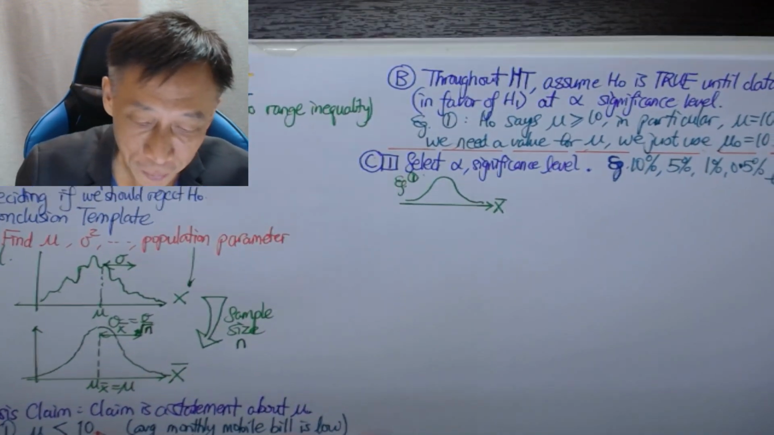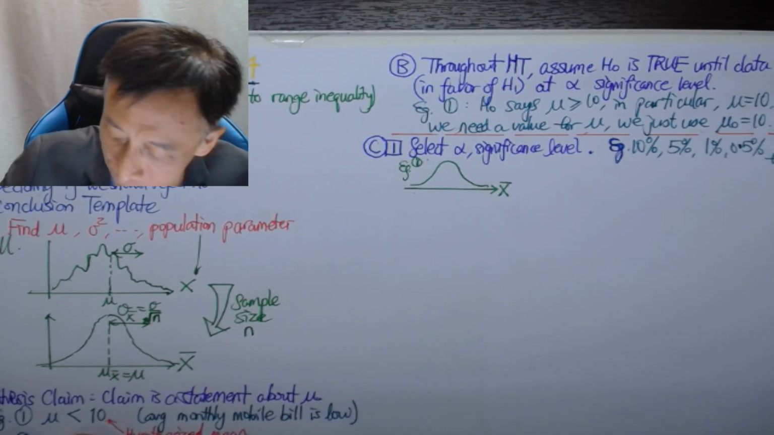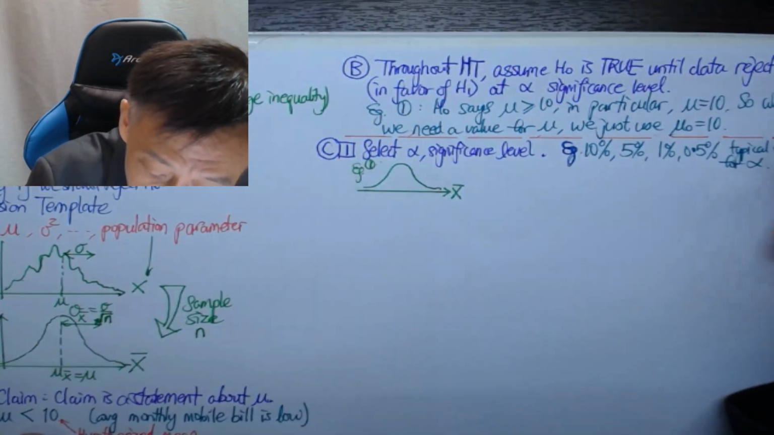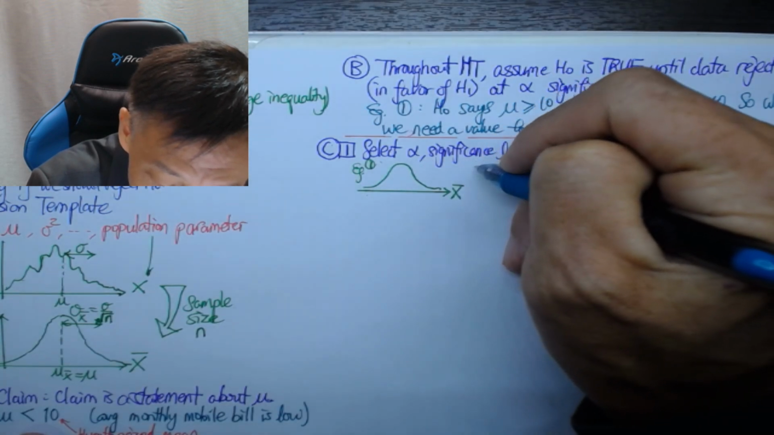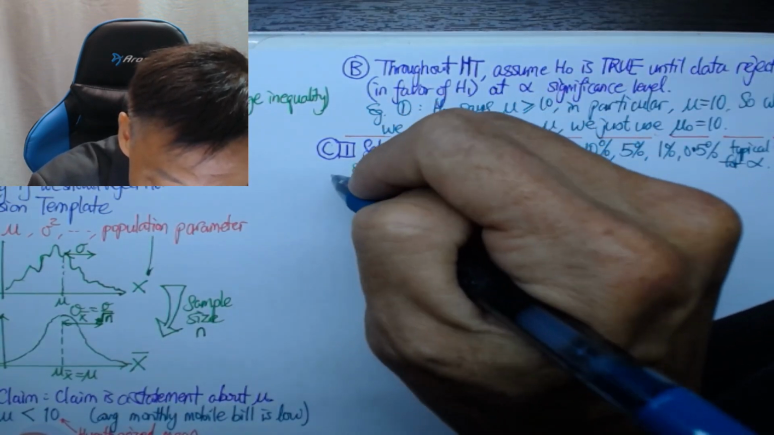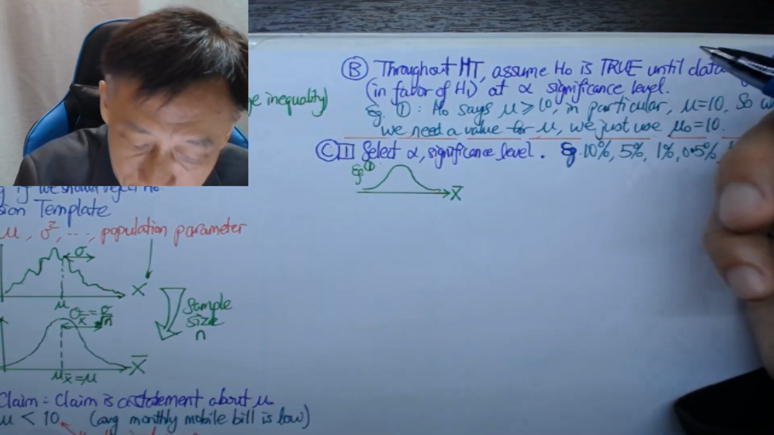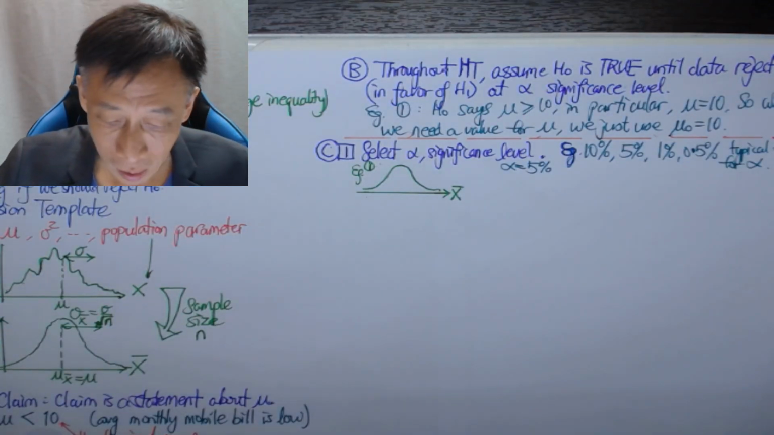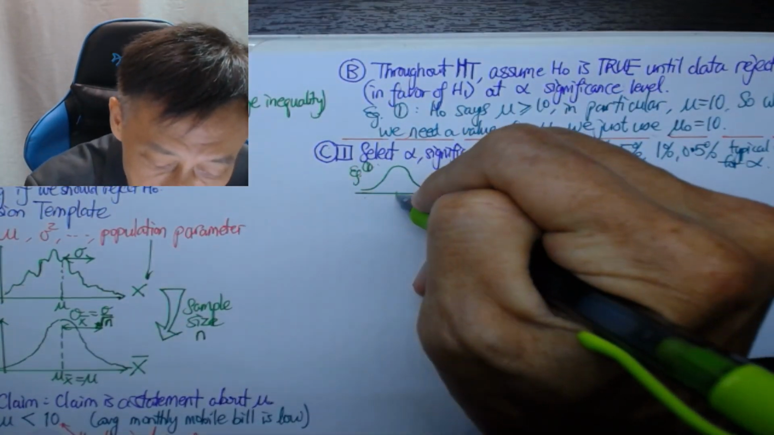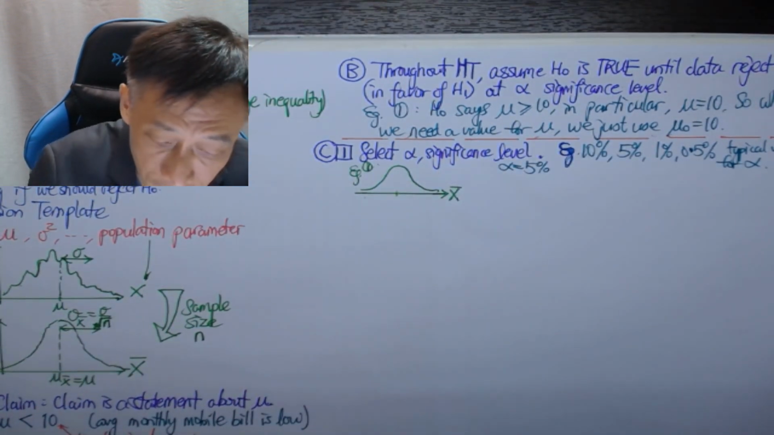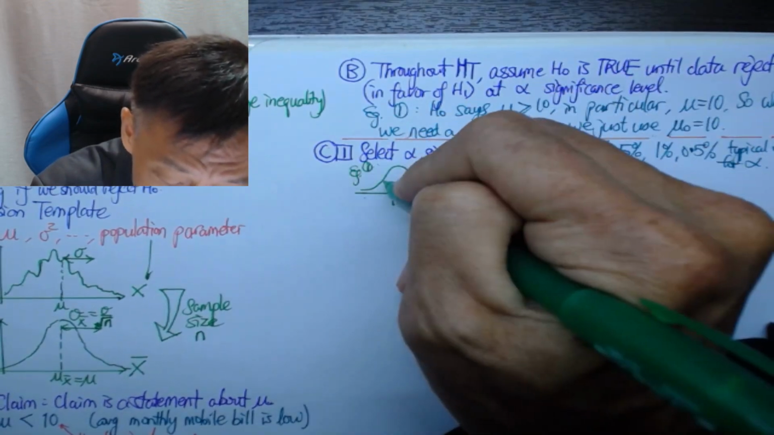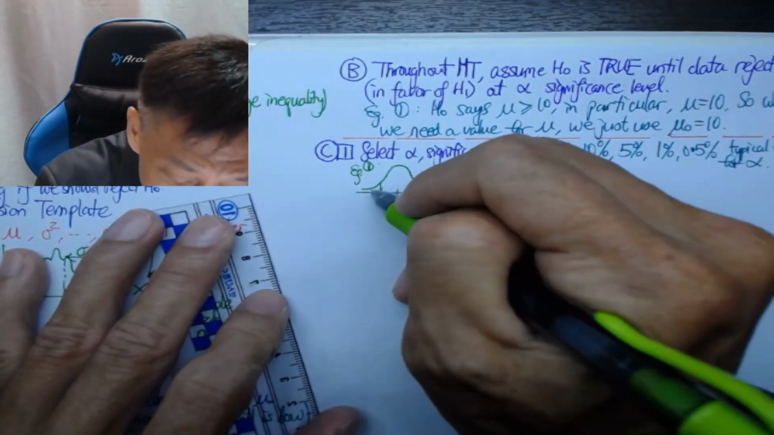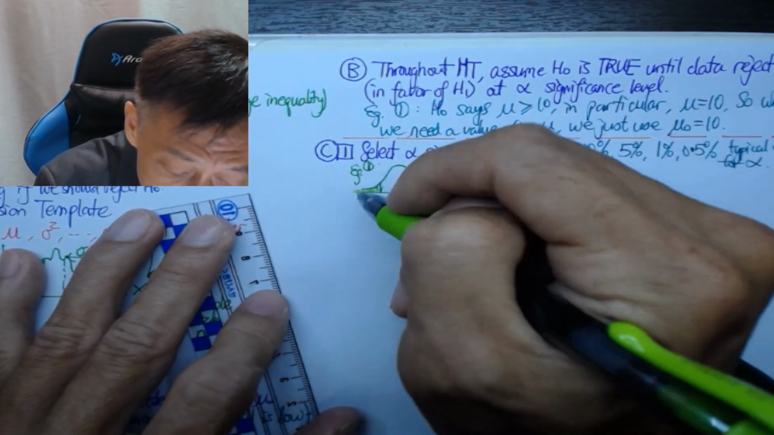Okay, so the alpha, for example, let's just pick alpha. Alpha is, for example, 5%. Alpha equals 5%. Okay. So now what we have is that this is going to be 10, and our alpha will be on the left side. So this is alpha.